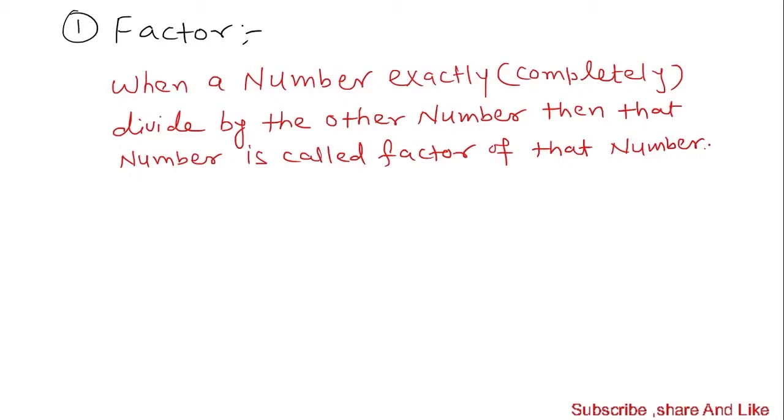Again, I read it. When a number exactly divides by the other number, then that number is called a factor of that number. That number means the original number. So how do we explain it? We will take an example. That example will definitely make clear the idea of factor that we are going to learn today.